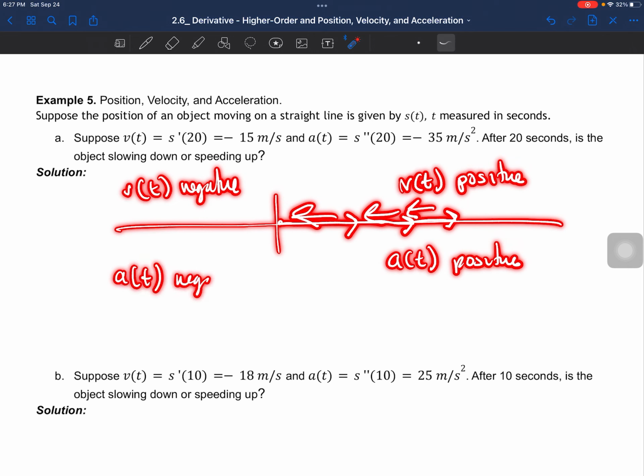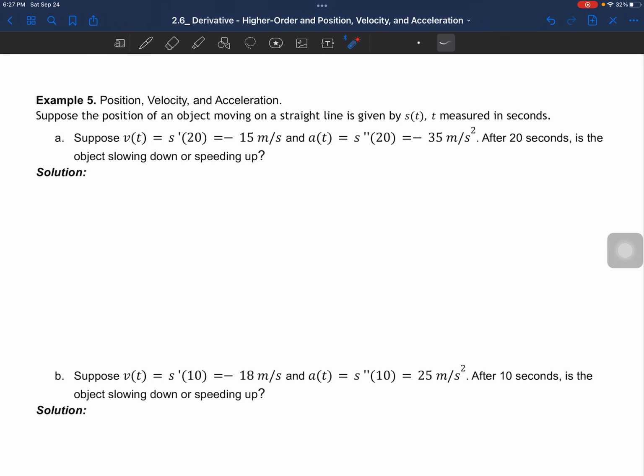The same argument is for acceleration. If the acceleration is negative, you can still move to the right side. You can still move to the right side, but what's happening is that your rate of change of velocity is negative, meaning that this object is probably slowing down, right? So in other words, whenever your velocity is in one direction and your acceleration is in the other direction, then that means it is slowing down, right?